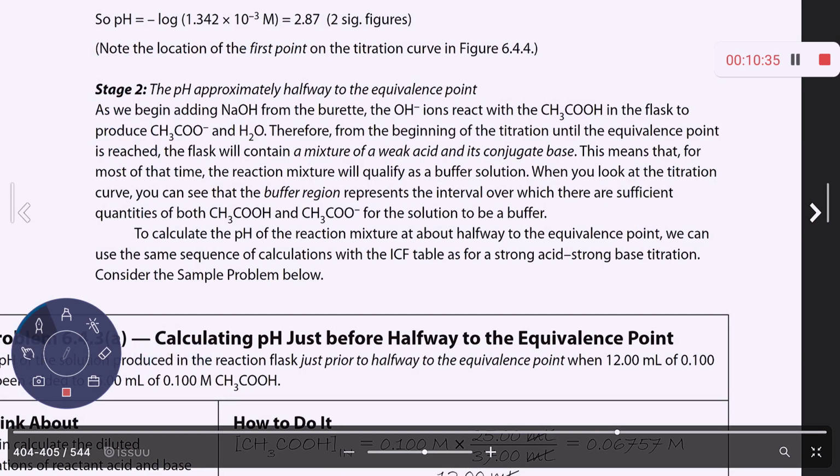Okay. Under stage 2, it says, from the beginning of the titration until the equivalence point is reached, the flask will contain a mixture of a weak acid and its conjugate base, and that means that most of the time, the reaction will qualify as a buffer solution. So that's why they have the buffer region labeled. Turn to the next page.